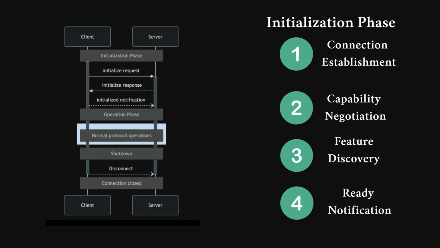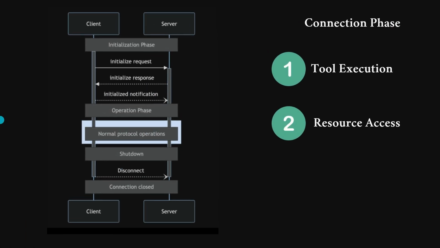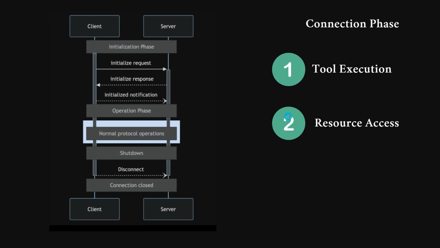Now, let's go to the next step, which is the operation phase. In the operation phase, the host will send a message to the client in natural language. For instance, I want to access the contents of a certain file, and the LLM in the host will determine its need to use a specific tool. Then the LLM will send a tool call request to read the contents of a specific file on the file system.